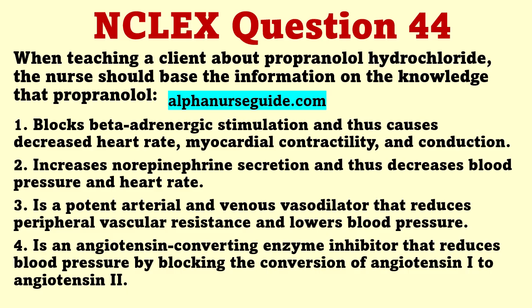When teaching a client about propranolol hydrochloride, the nurse should base the information on the knowledge that propranolol: 1. Blocks beta-adrenergic stimulation and thus causes decreased heart rate, myocardial contractility, and conduction. 2. Increases norepinephrine secretion and thus decreases blood pressure and heart rate. 3. Is a potent arterial and venous vasodilator that reduces peripheral vascular resistance and lowers blood pressure. 4. Is an angiotensin-converting enzyme inhibitor that reduces blood pressure by blocking the conversion of angiotensin 1 to angiotensin 2.